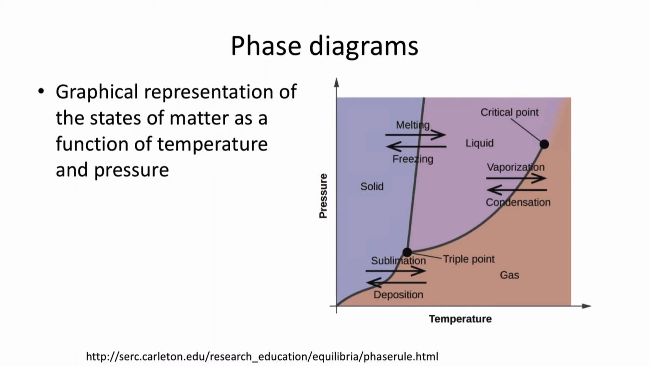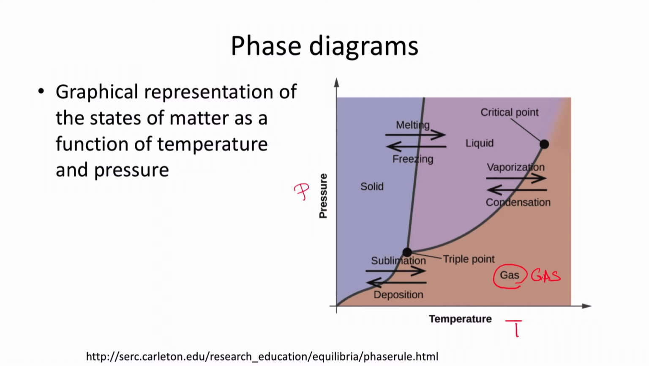A phase diagram typically has pressure as the y-axis and temperature as the x-axis. And you can see that a lot of this makes sense. When the temperature is pretty high and the pressure is pretty low, that is the best condition to have a gas present. High temperatures and low pressures.